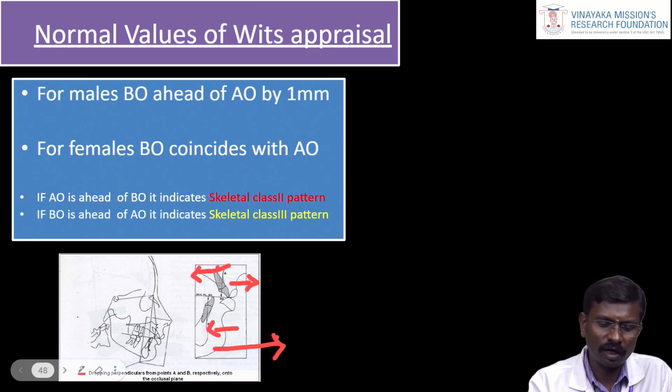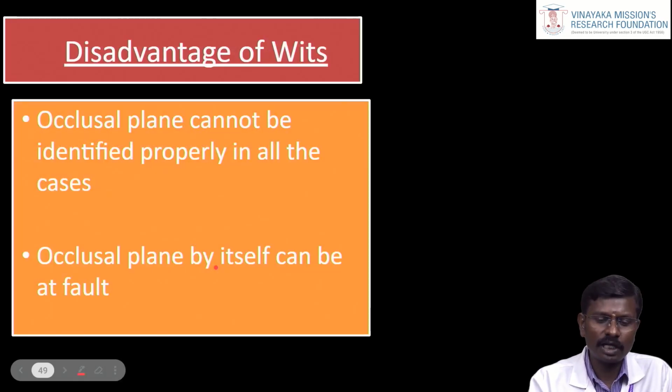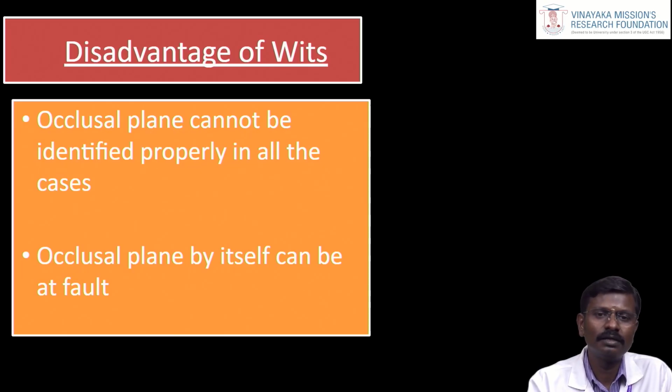So here the disadvantage of width appraisal is the occlusal plane cannot be identified properly in all the cases, because in a cephalogram, if the patient's head is positioned properly without any deviation from the 3 planes of space, you will get good occlusal indentations. With that you can mark exactly the occlusal plane. If it is not so, then it is very difficult for you to mark the occlusal plane, and very difficult to take readings. So sometimes the occlusal plane might be at fault, so that will give a faulty reading.